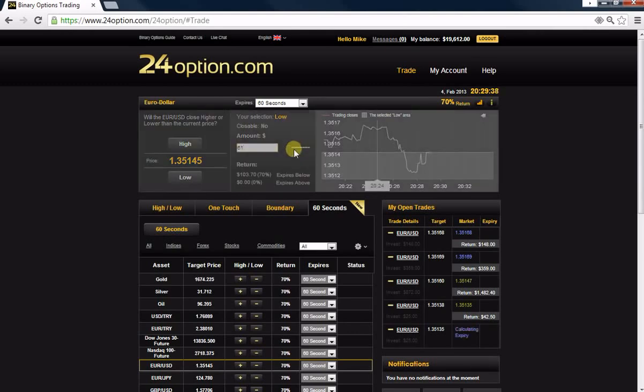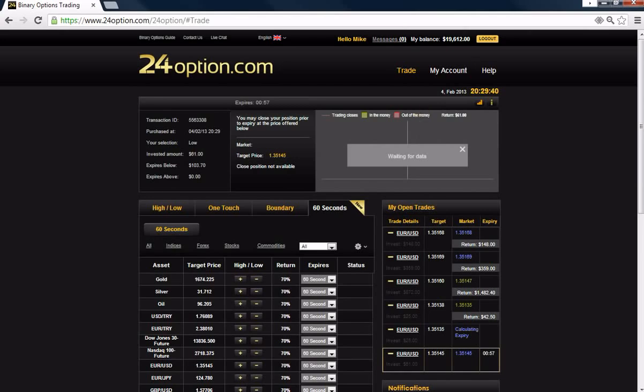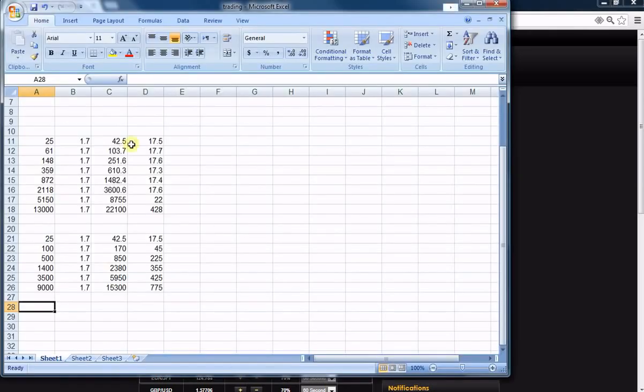Okay, looks like we lost that trade. So we got the $61 ready. Again, the $61 at 70% returns gives us a profit of $103.70. Taking into account the original $25 investment and the $61, that's an $86 investment with a return of $103.40. That's a profit of $17.70.